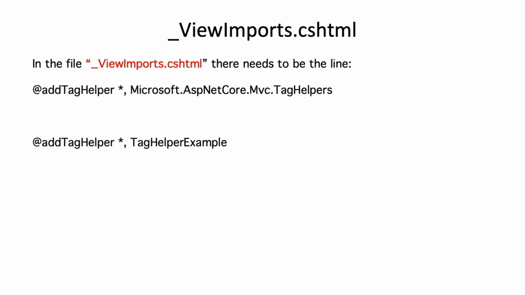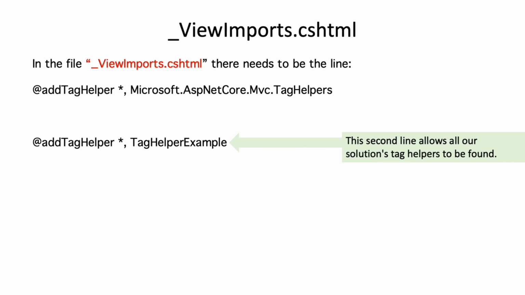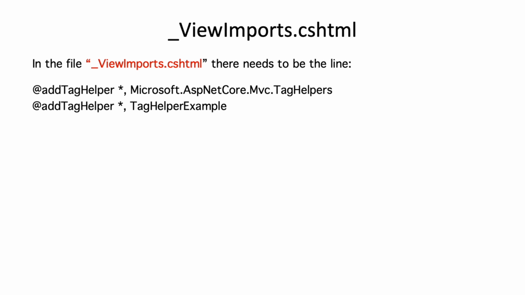Next, you need to be able to find the tag helpers that you write, not just Microsoft's. The second line allows for all our solution tag helpers to be found. And again, you're saying wildcard star in our tag helper assembly. So those two lines have to be in your view imports file.